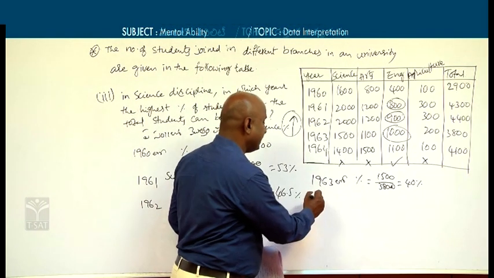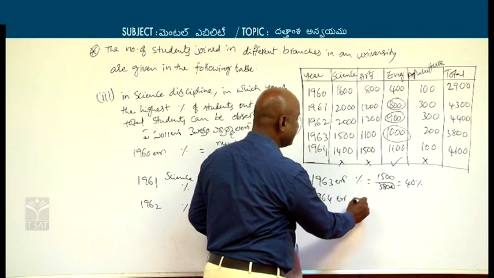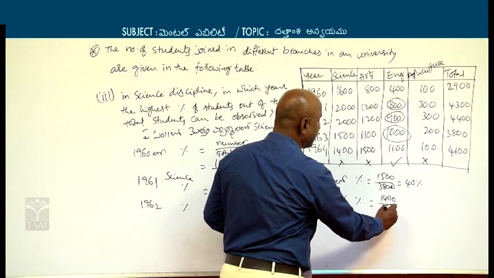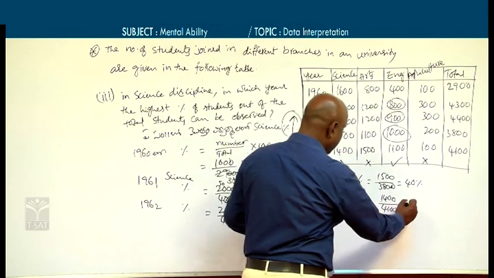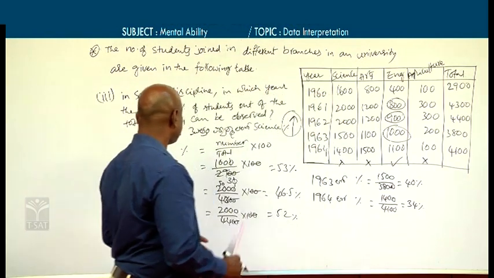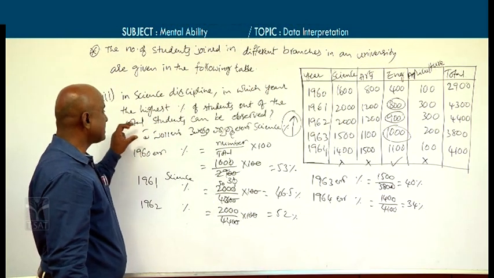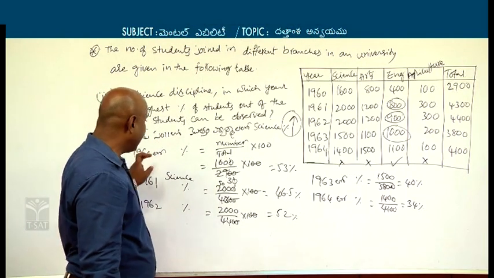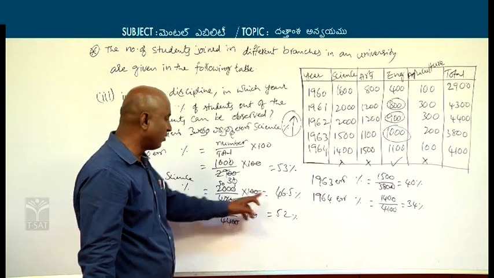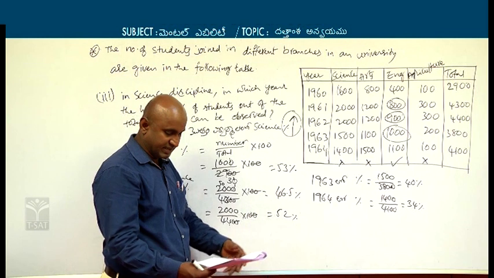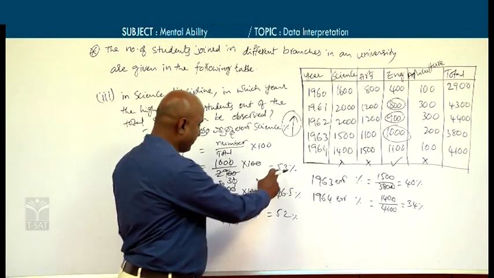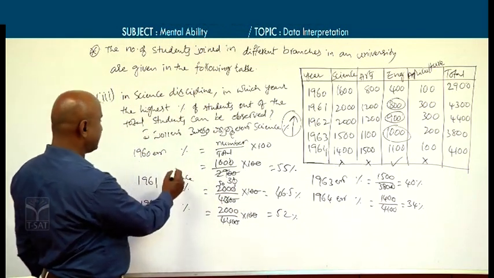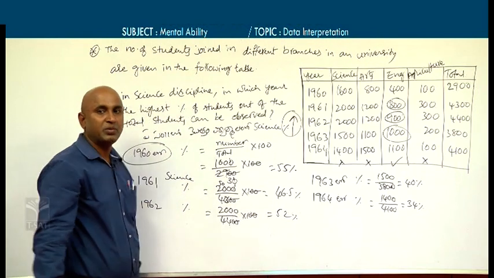Got it? Right. In 1964, the percentage is equal to the number of science students 1400 by the total number of students 4100. It is also around 34%. Now what is the question here? In which year is the percentage of science students among the total students the highest? In 1960 it is 53%, in 61 it is 46, in 62 it is 52%. So by examining all these values, we can say that in 1960 the percentage of science students is the highest.